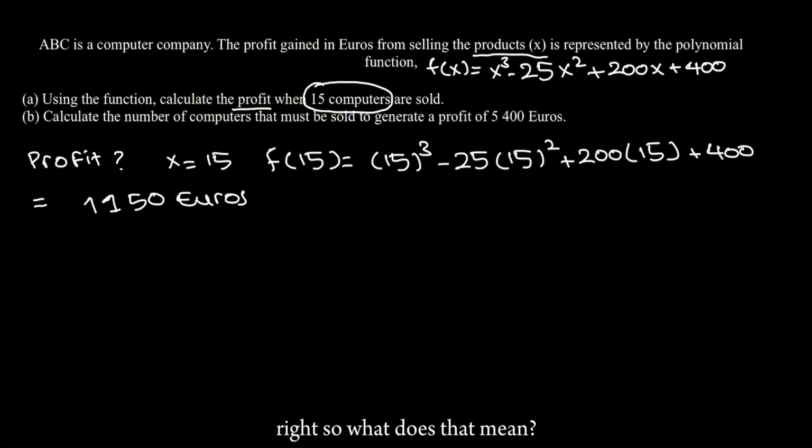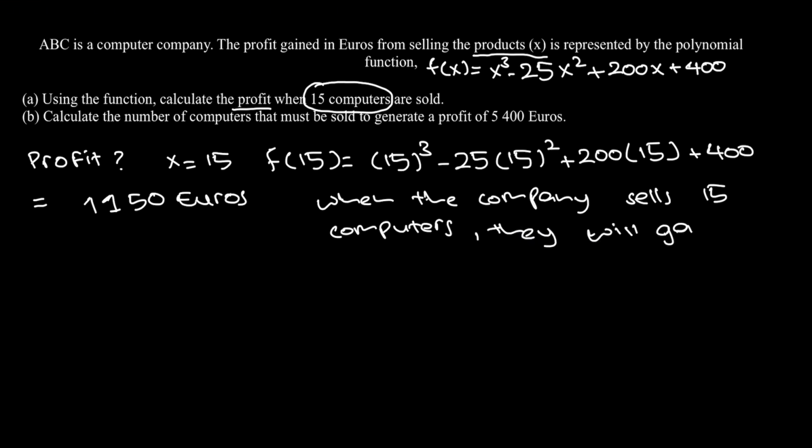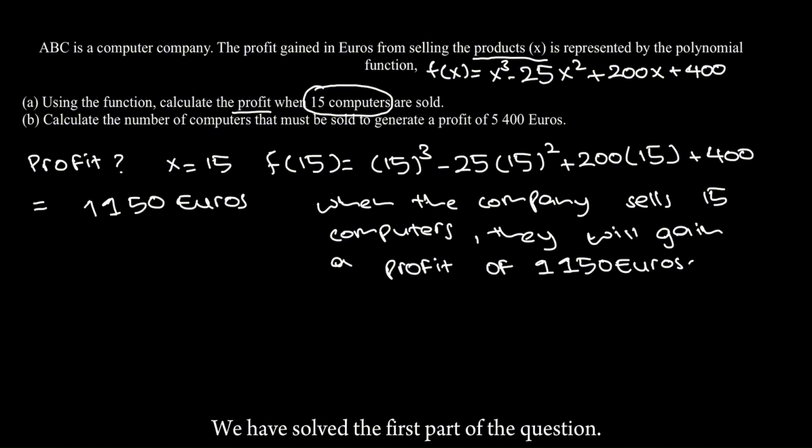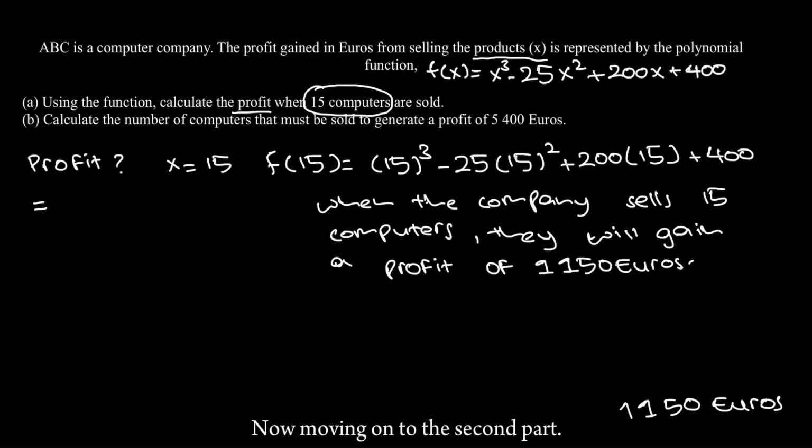Right, so what does that mean? It means when the company sells 15 computers, they will gain a profit of 1,150 euros. We have solved the first part of the question. Now, moving on to the second part.